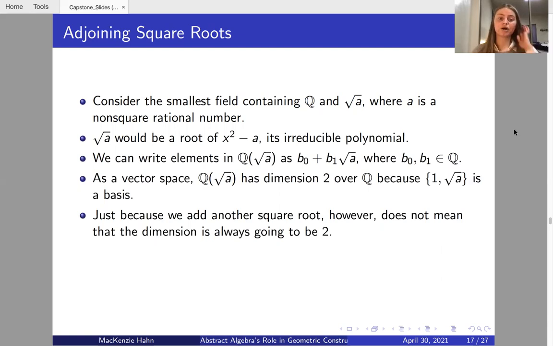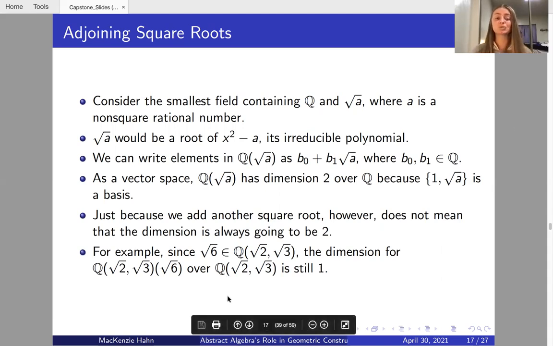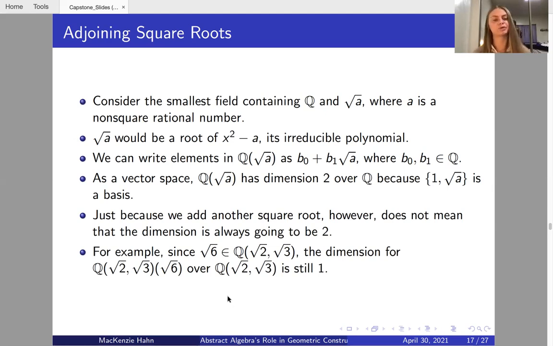However, just because we add on another square root does not mean that the dimension is always going to be 2. An example of this is when we are taking the rationals and adjoining the square root of 2 and the square root of 3 with the square root of 6 over the rationals adjoin square root of 2 and the square root of 3. Since the square root of 6 is already in our field of Q adjoin square root of 2 and square root of 3, then that's not going to change our dimension at all. Since square root of 6 is already in that field, its irreducible polynomial is going to be x minus the square root of 6.